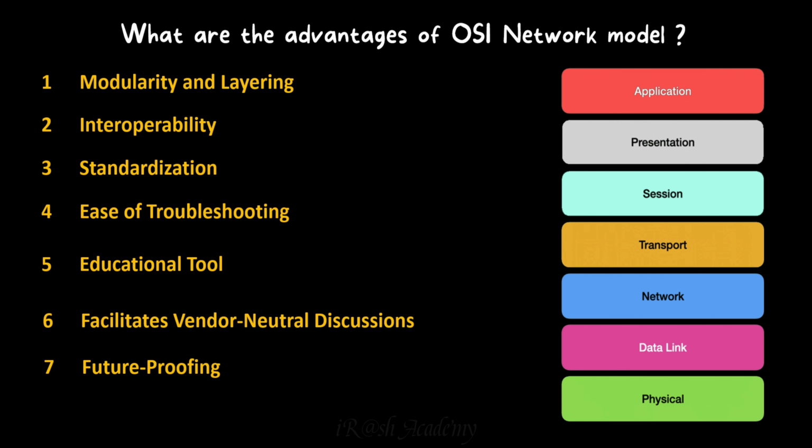Now point number 7, future proofing. So what is future proofing? The OSI model was designed to be a comprehensive and flexible framework. While it may not have seen widespread practical implementation, its conceptual design allows for the incorporation of new technologies and protocols as they emerge. This adaptability contributes to the model's longevity and relevance.